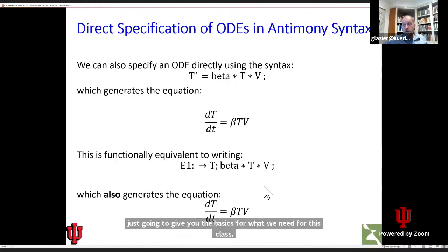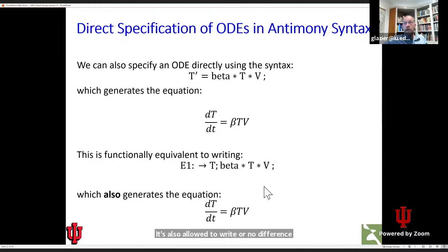It's also allowed to write ordinary differential equations directly with a prime. T prime equals beta times T times V is exactly equivalent. It's the old Newtonian notation instead of Leibnizian notation for derivatives. dT by dt equals beta TV is equivalent to that. But the same thing could also be written as arrow goes to T at that rate. So there are two different ways of writing the same thing.